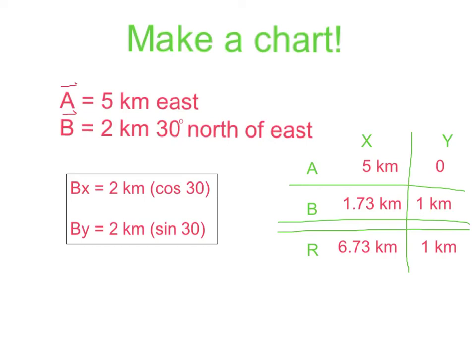So here we have 5 kilometers in the x from vector A plus 1.73 kilometers from vector B equals 6.73 kilometers in the positive x direction. Now, since vector A only goes east, it doesn't have a y component. The y component of vector A is just 0, which makes things nice and easy. The y component of vector B is 1 kilometer. So the y component of our resultant vector is just 1 kilometer.